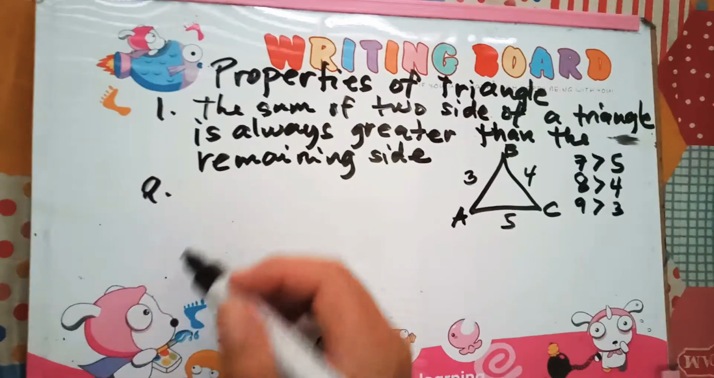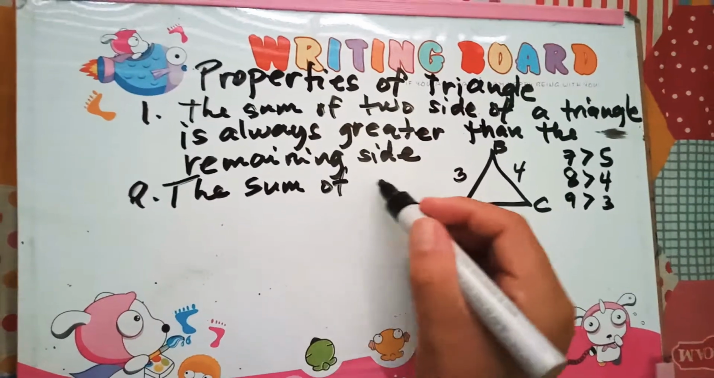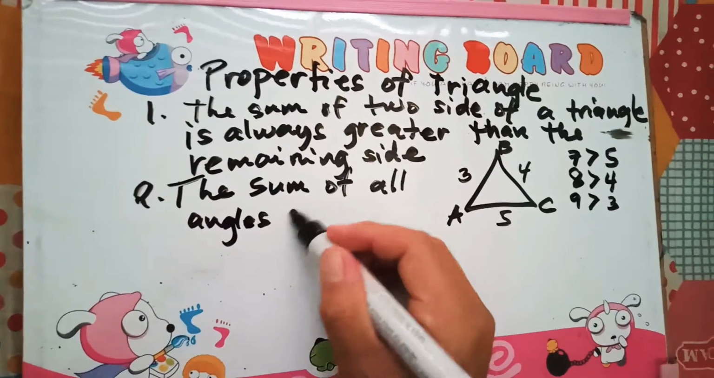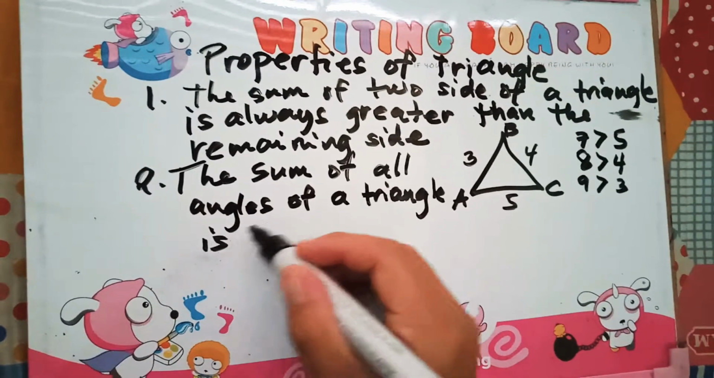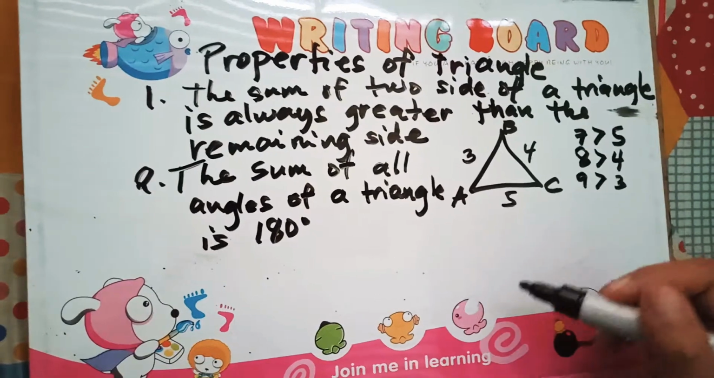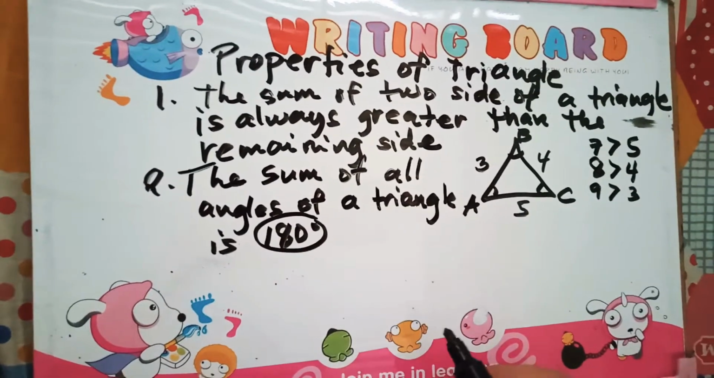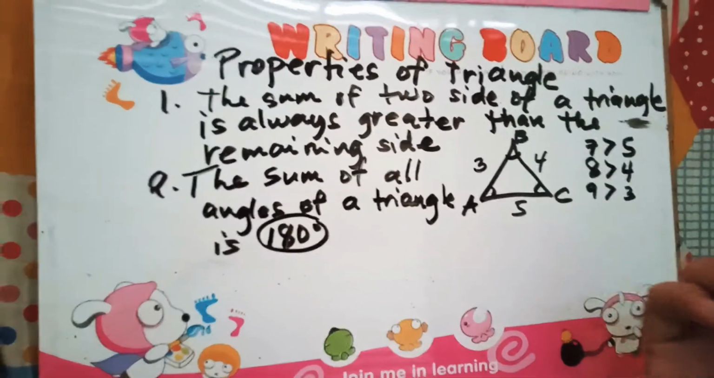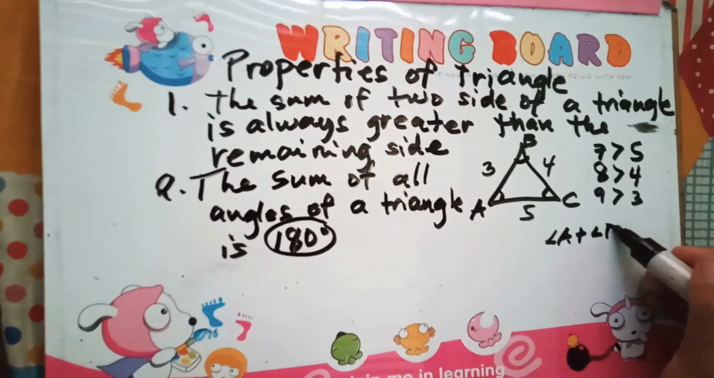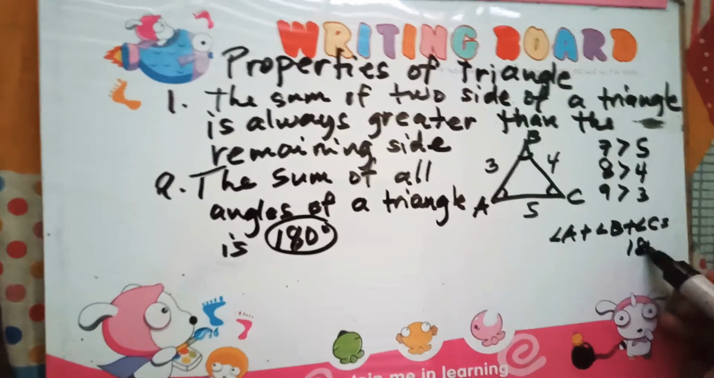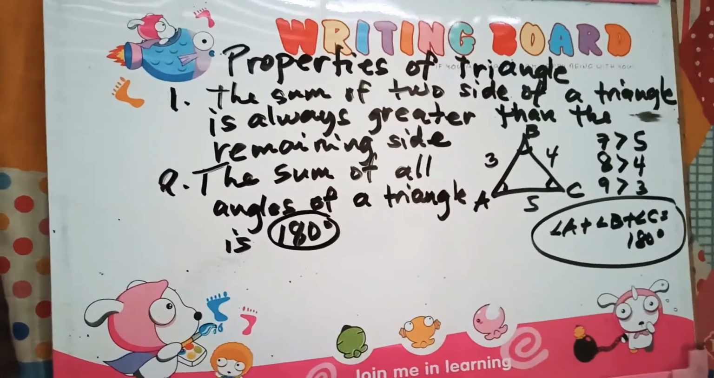Property number 2: the sum of all angles of a triangle is 180 degrees. Always remember this. Whatever kind of triangle, the sum is always 180 degrees. Angle A plus angle B plus angle C is equal to 180 degrees.